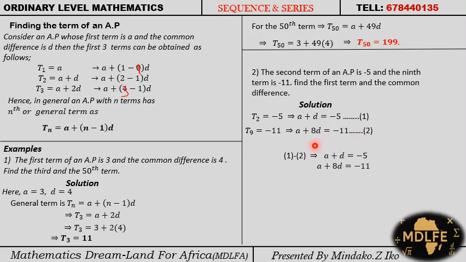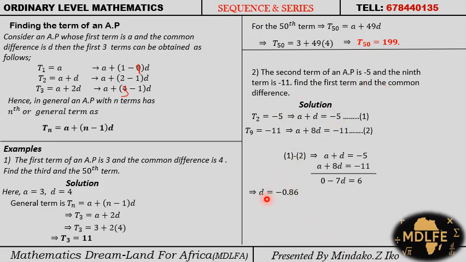Hence I can solve equation 1 and equation 2 simultaneously by subtracting: equation 1 minus equation 2. So a minus a is 0, then d minus 8d is -7d, and -5 minus -11 is 6. Hence d is equal to -0.86, and that is my common difference. Then the question asks for the first term and the common difference.